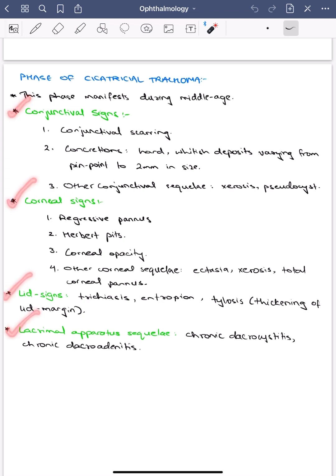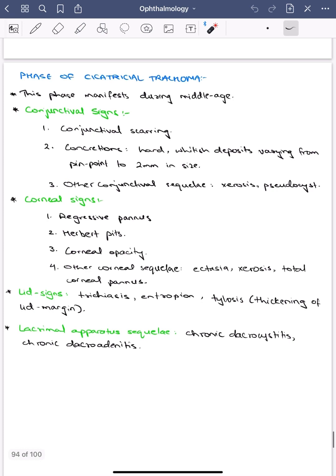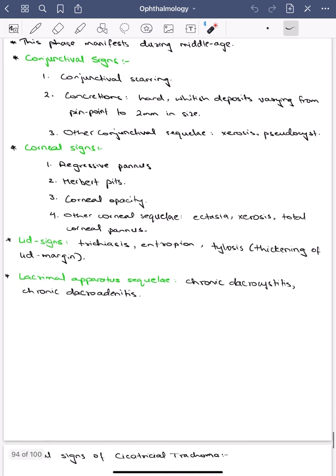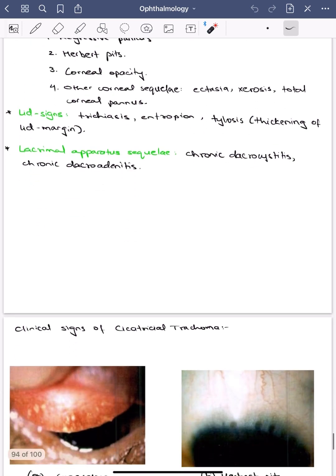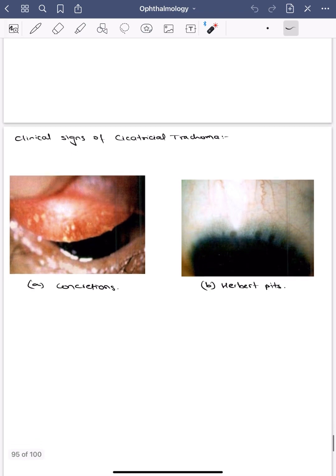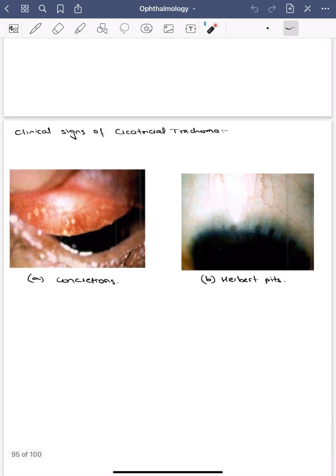So again, in the phase of cicatricial trachoma, along with corneal and conjunctival signs, we have lid signs and lacrimal apparatus sequelae. Now the conjunctival signs are scarring of the conjunctiva, concretions, and xerosis, pseudocyst, etc. And the corneal signs are regressive pannus, Herbert pits, corneal opacity, and ectasia, xerosis, and total corneal pannus. And in lid signs, the important one is trichiasis, others are entropion and tylosis, and the lacrimal apparatus sequelae like chronic dacryocystitis and chronic dacryoadenitis.